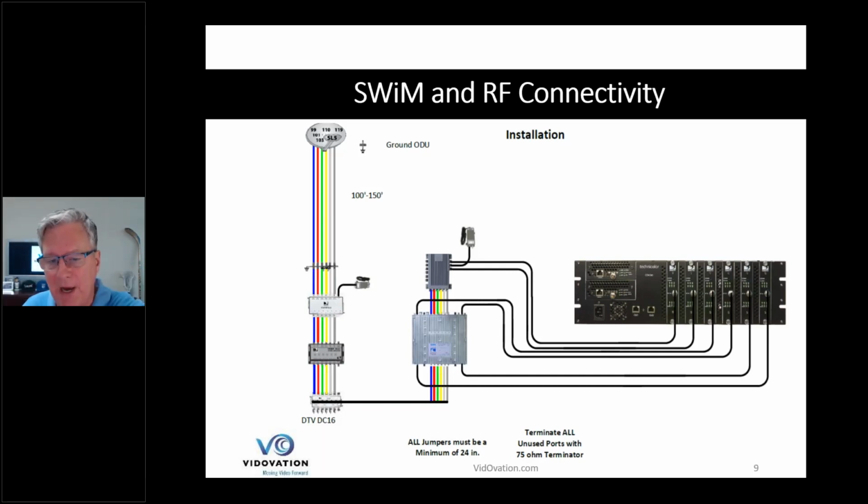We need to bring power to this wall and a ground. So we've got to get the electrical department or the electrician involved to bring us power and a good ground. God forbid the dish or the ODU gets struck by lightning. This grounding bar is what protects all the equipment inside the building.